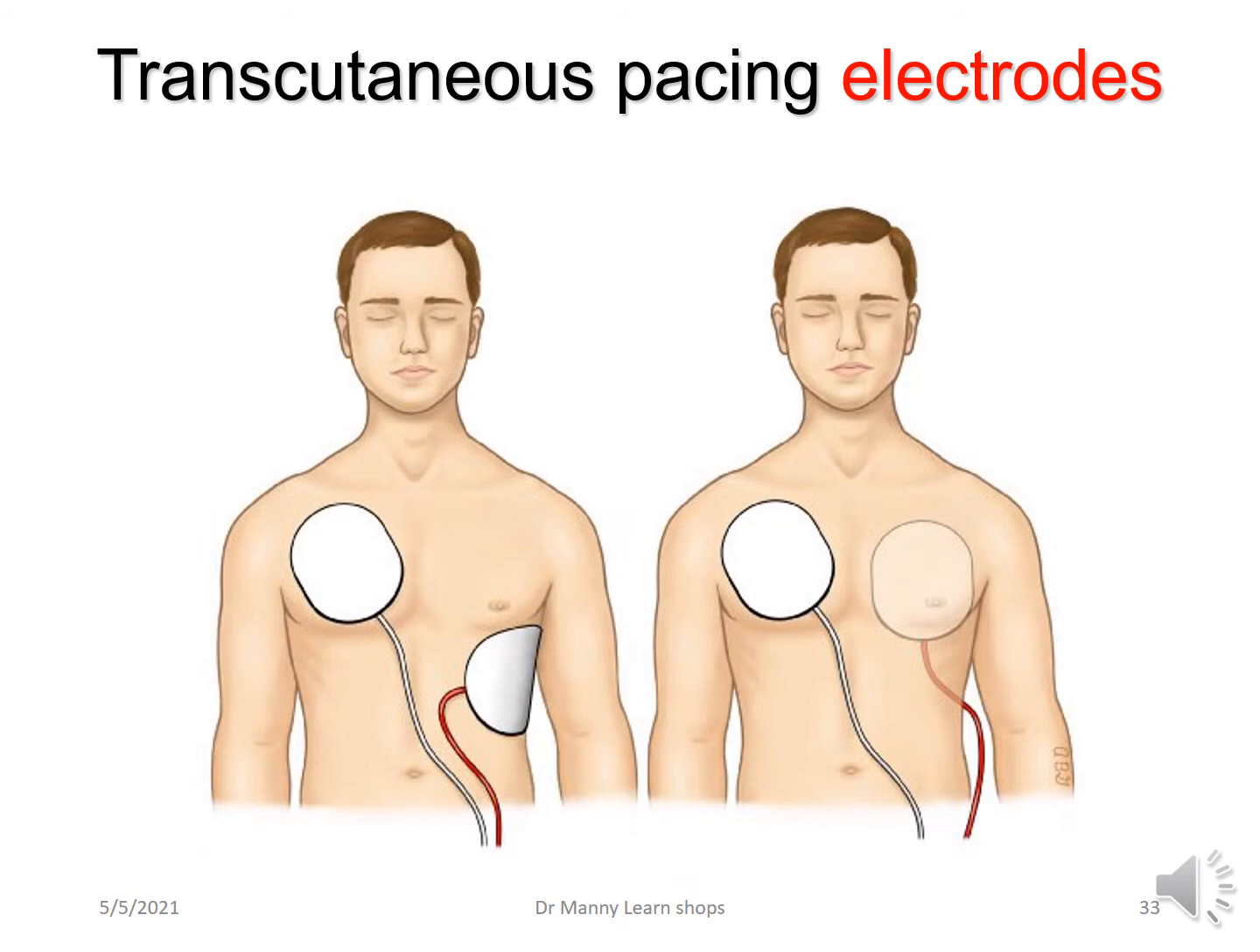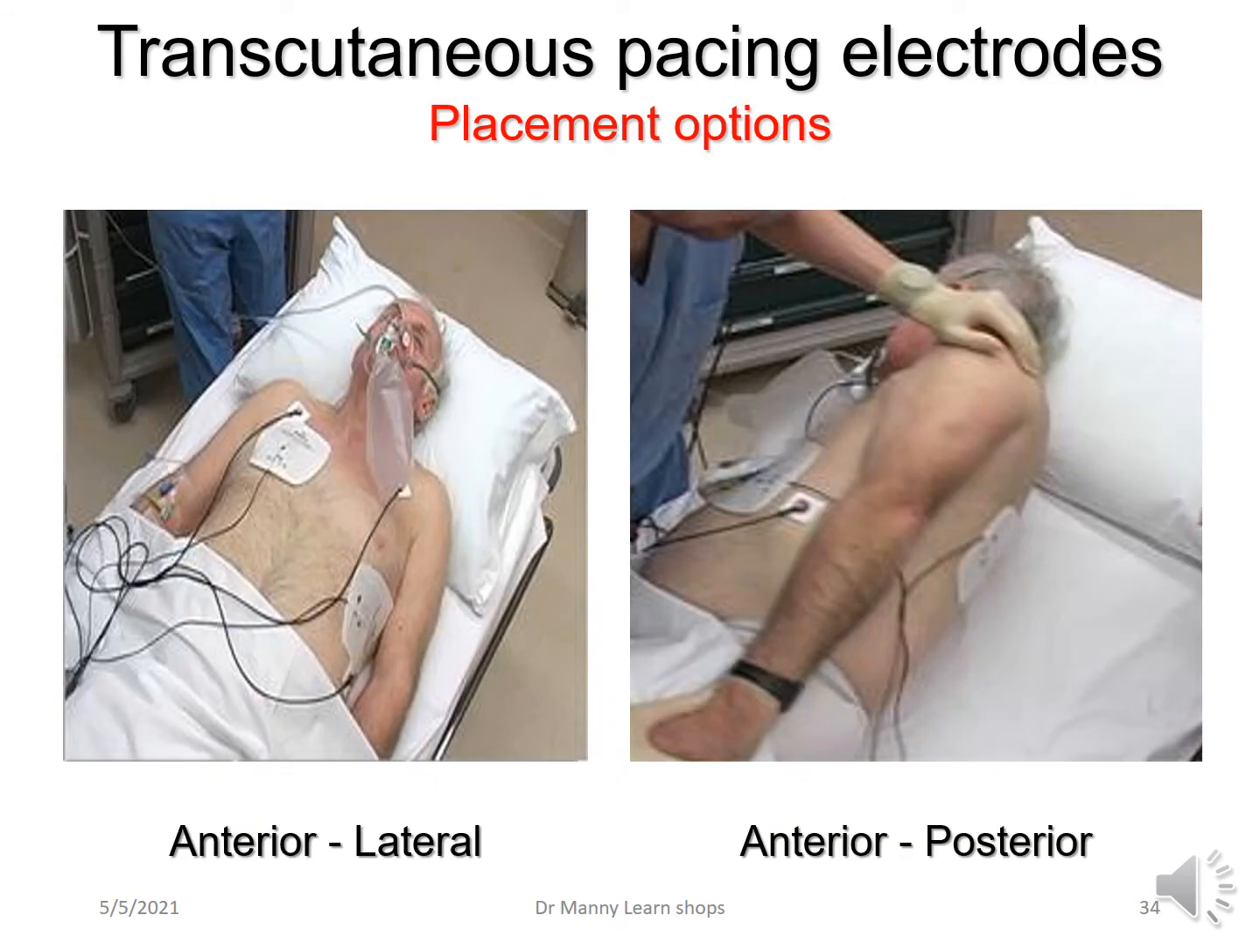Then you've got transcutaneous pacing electrodes, and these are just pads that are attached to the chest. And they can be attached in a variety of different placement options, such as anterior lateral, seen in the picture, or anterior posterior.